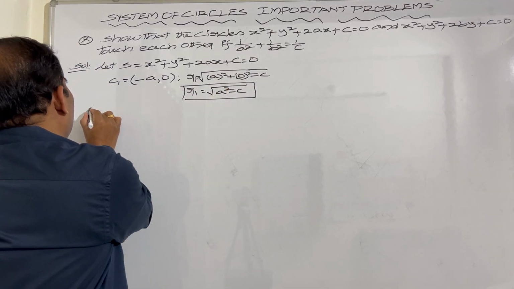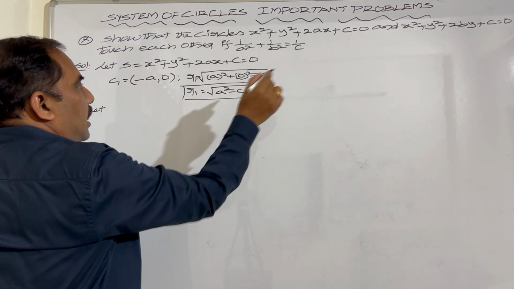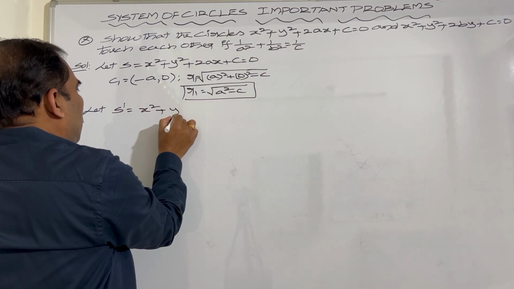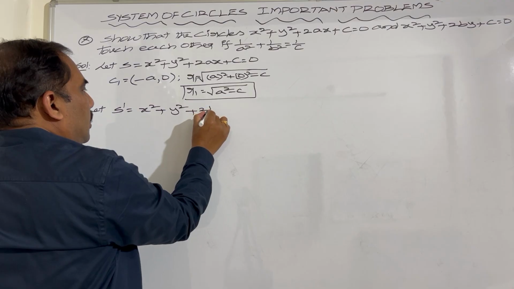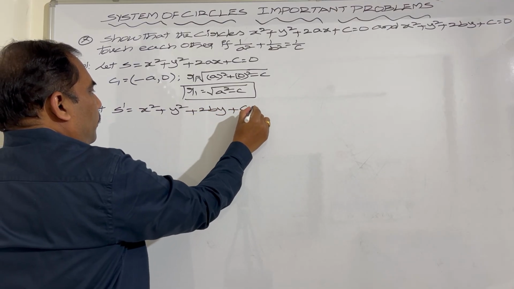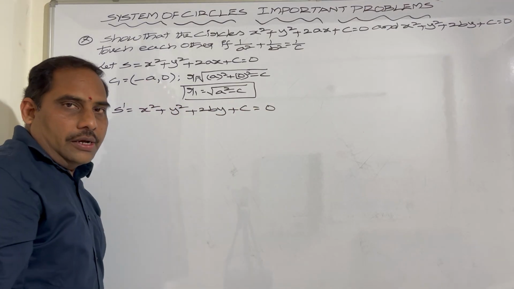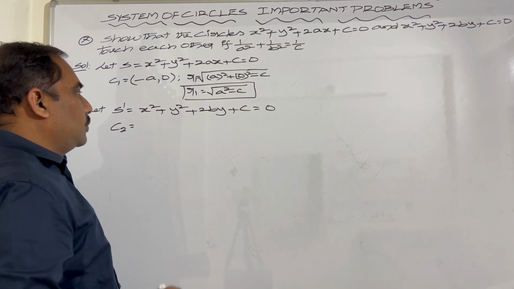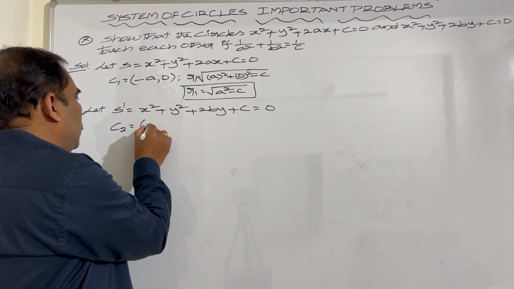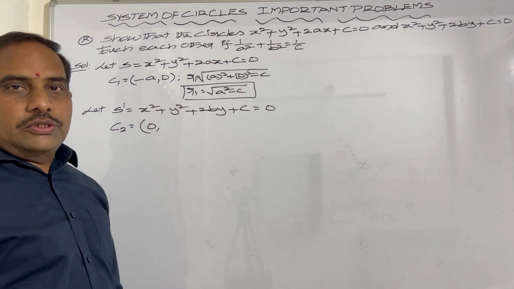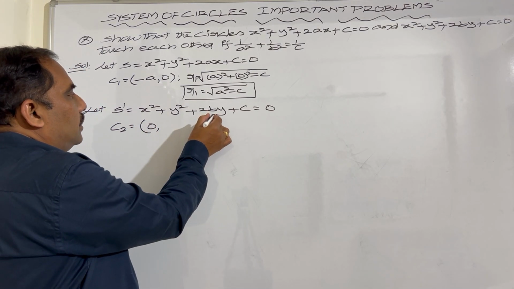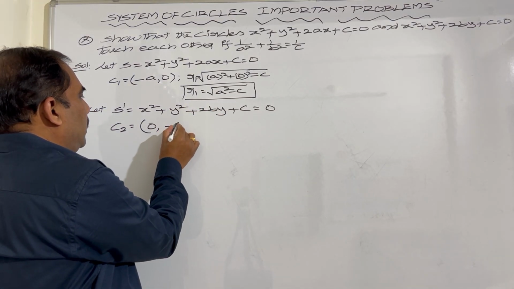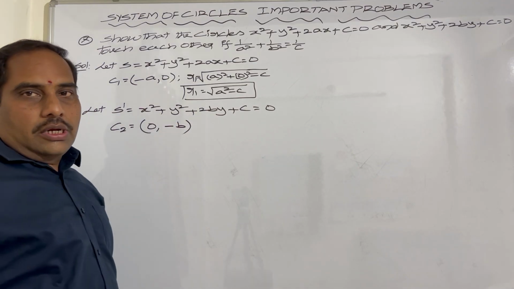Similarly, the second circle, let S dash is equal to x square plus y square plus 2by plus c is equal to 0. Here finding the center, we know how to find the center. C2 is equal to, there is no x coefficient, so that is 0. That means g is 0. The coefficient of y is 2b, so half of the coefficient of y with opposite sign, that is minus b.